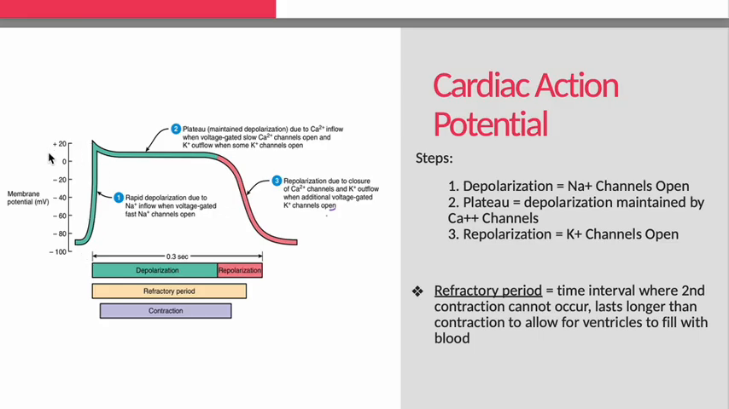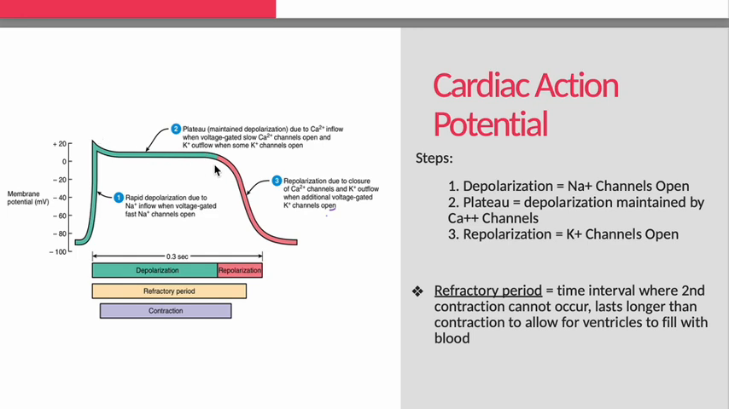Once we hit about +20, our voltage-gated sodium channels are going to close, and our voltage-gated calcium channels are going to open. This second part of our action potential is called the plateau phase. And this is where we maintain that depolarization. We are maintaining that increased positive charge inside of our cell by opening voltage-gated calcium channels and allowing some calcium to come into the cell. Calcium is also positively charged and is going to help maintain this elevated positive charge of that cell membrane during our action potential.